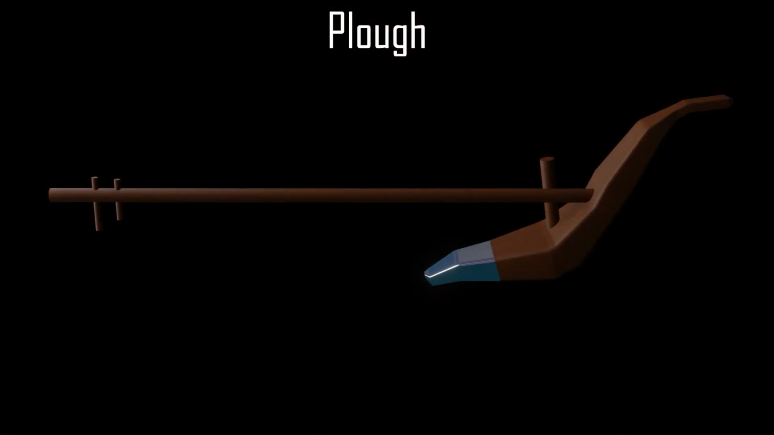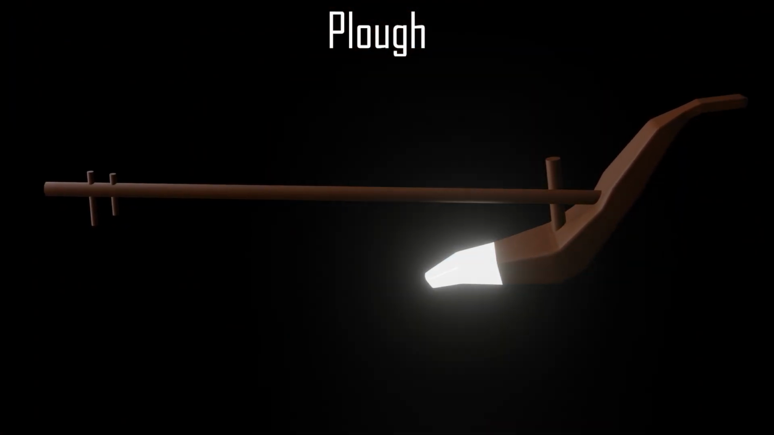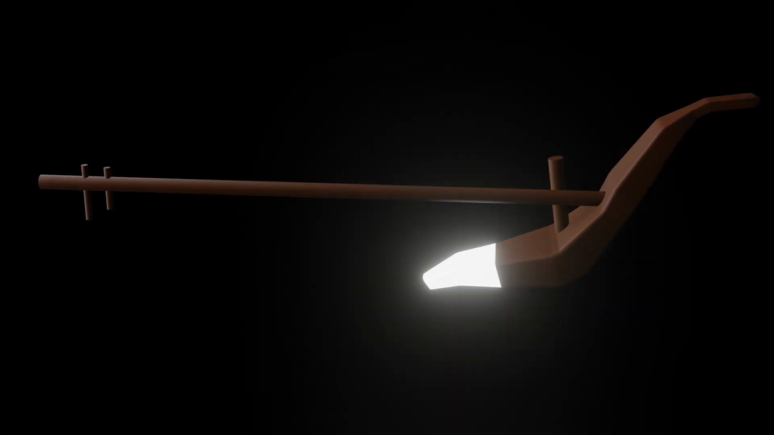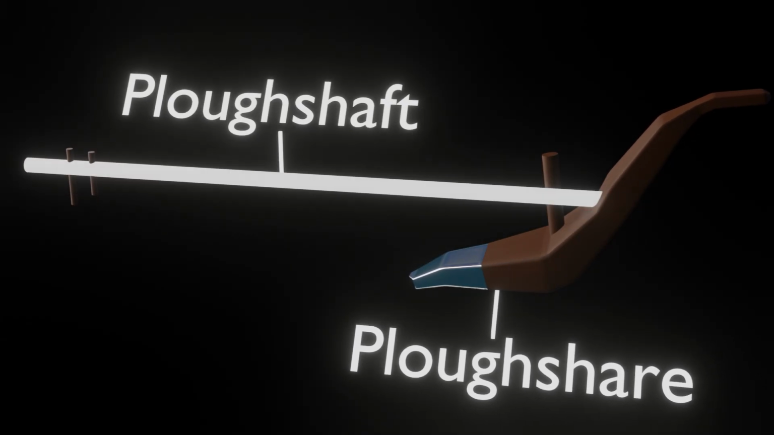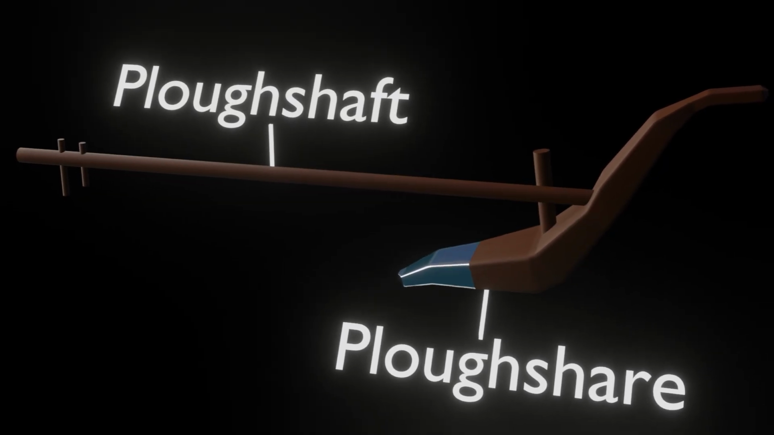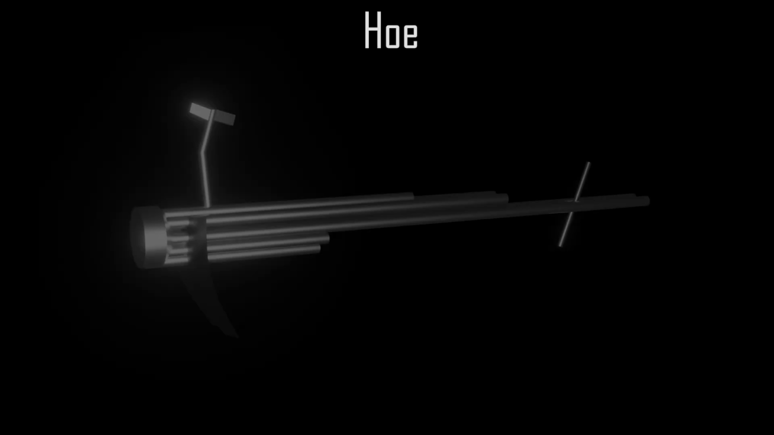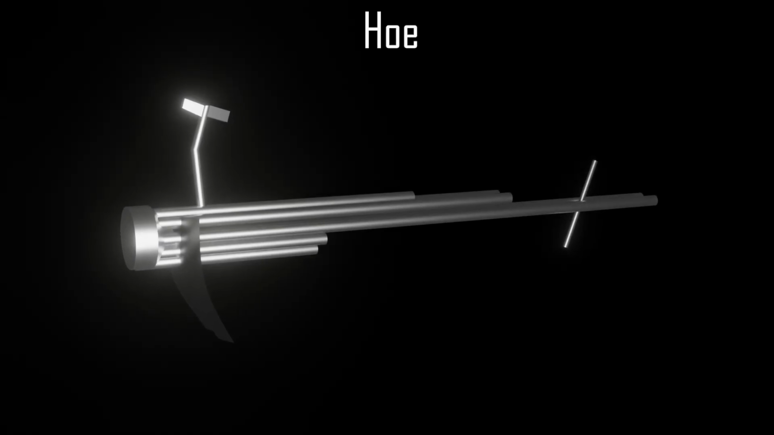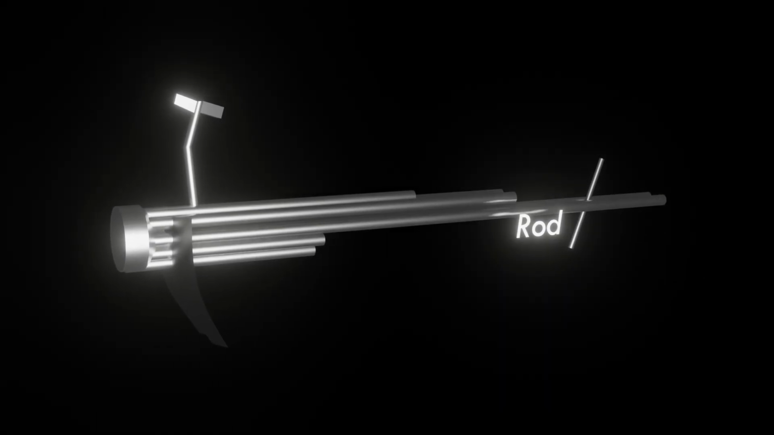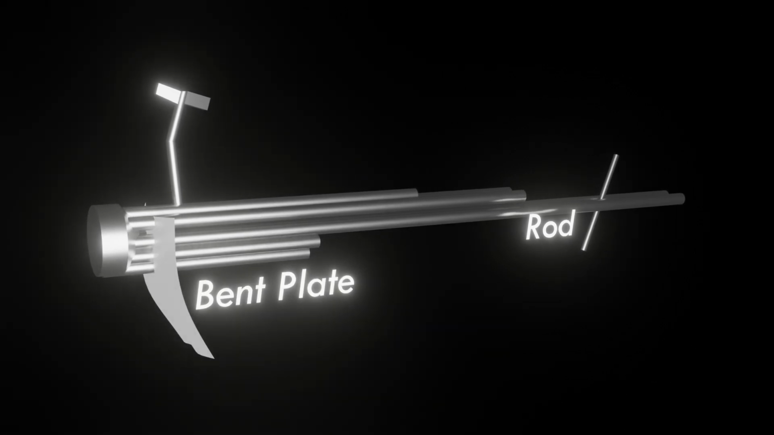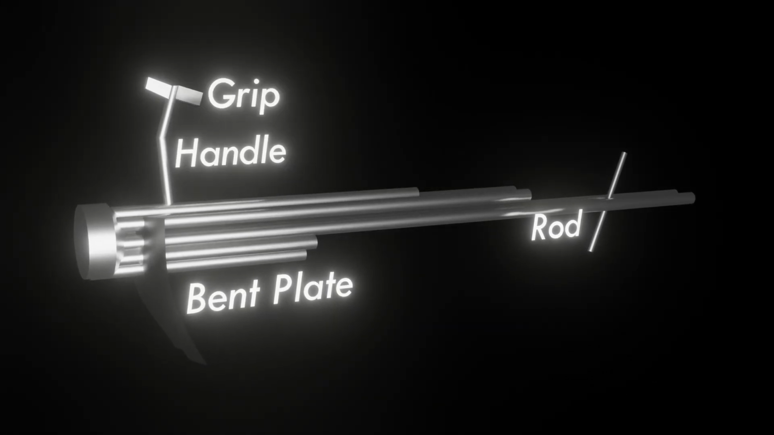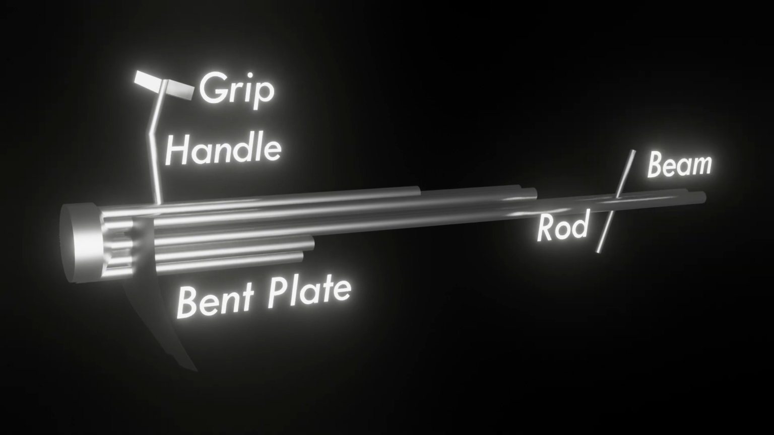A plow is a wooden tool used for tilling or plowing the soil. The strong triangular iron strip is called the plowshare. The main part of the plow, called a plow shaft, consists of a long log of wood. A hoe is a simple tool used for removing weeds and for loosening the soil. It has a long rod of wood or iron, a strong, broad and bent plate of iron fixed to one of its ends, a handle, a grip, and a beam.